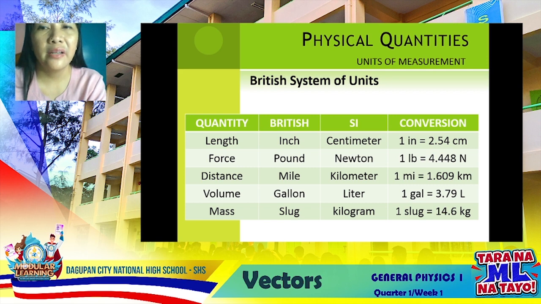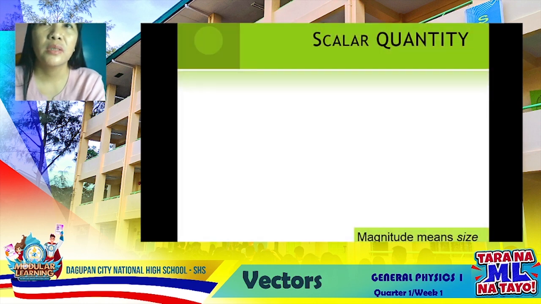For the quantity length, 1 inch is equal to 2.54 centimeters. For force, 1 pound is equal to 4.448 newtons. For distance, 1 mile equals 1.609 kilometers. For volume, 1 gallon equals 3.79 liters. For mass, 1 slug equals 14.6 kilograms.